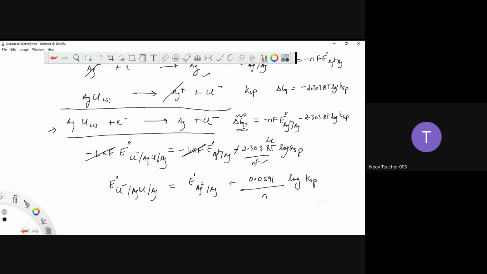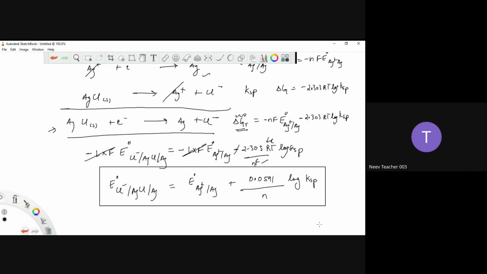Are you getting what I did over here? Yes, sir. I'm telling you, this is very important. Now, how to get this Ksp value? Ksp is the solubility product of this AgCl salt, so that you need to calculate.